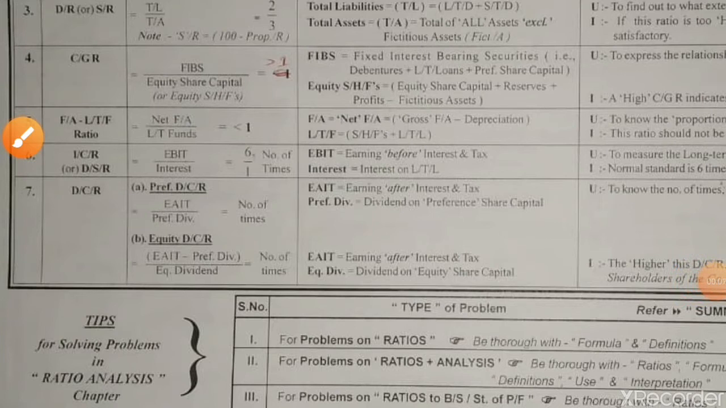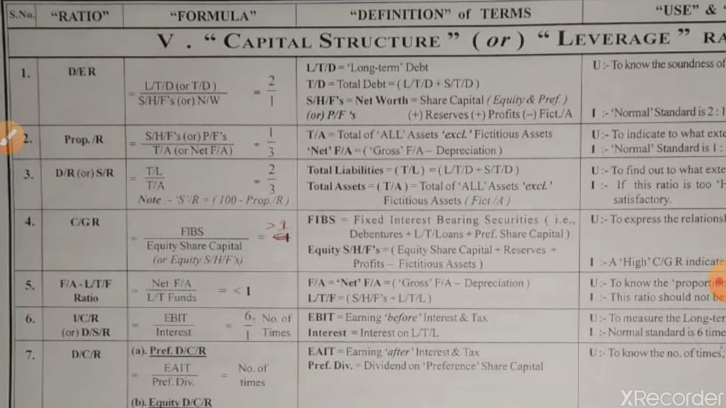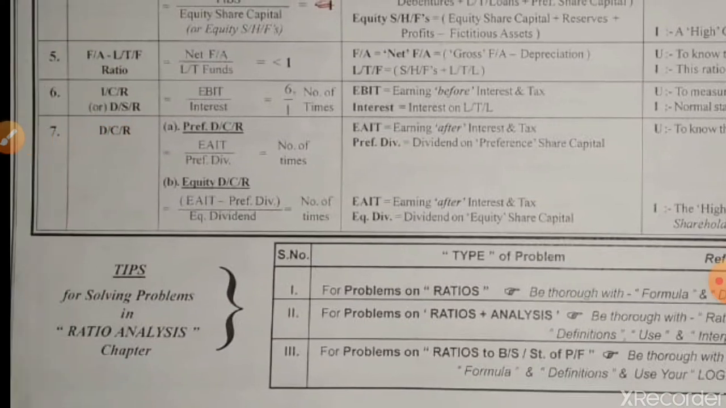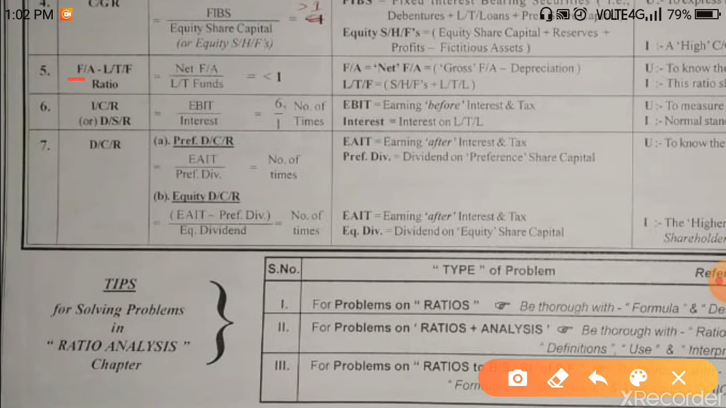Next ratio is fixed assets to long term funds. Net fixed assets divided by long term funds. This ratio should be less than 1. Net fixed assets is equal to gross fixed assets minus depreciation. If depreciation is not given in the question, we take gross fixed assets itself as net fixed assets. And long term funds is equal to shareholders fund plus long term liabilities.